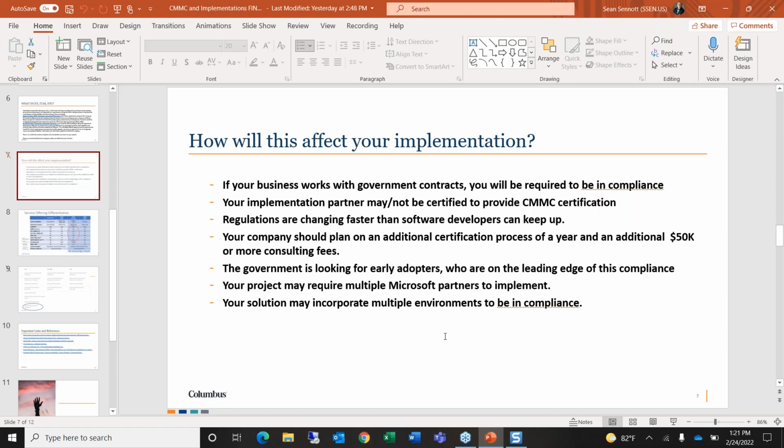As of today, this webinar is being provided by Columbus. Columbus is not certified to provide CMMC certification, but this is something that I am working with Microsoft to get Columbus and myself certified so that we can do this. Again, there are other partners who are trying to get into this certification process. It's sort of a new industry that has been created over the last year and a half.